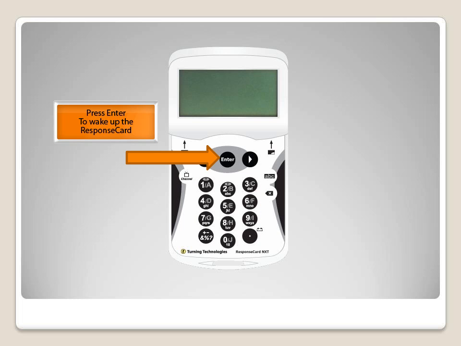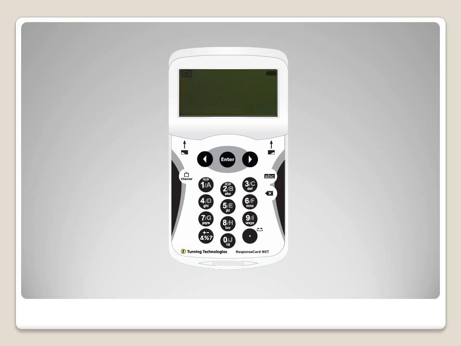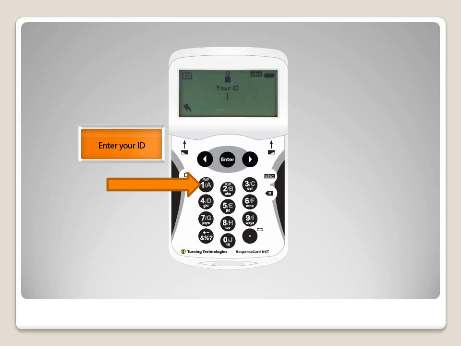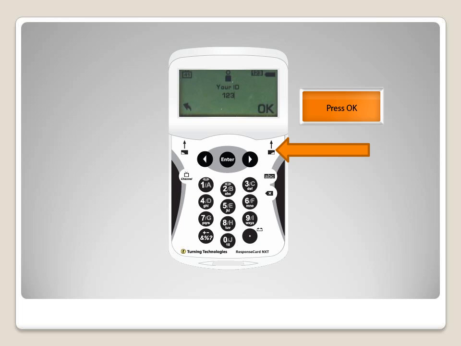You will first need to wake up the response card by pressing the enter button. You will see welcome, then a battery life indicator, then your ID. At the Your ID screen, you will enter your ID and press OK, the right function key. Because this is an anonymous test, the proctor will provide you with the ID number needed to begin.